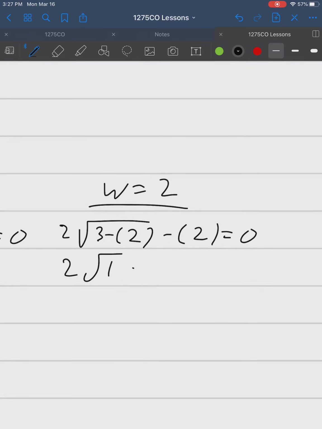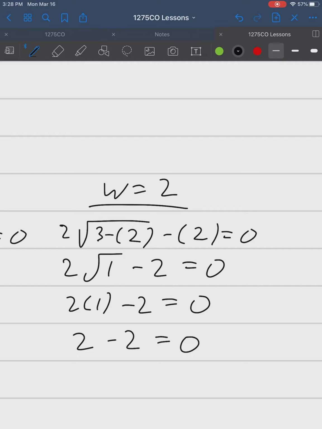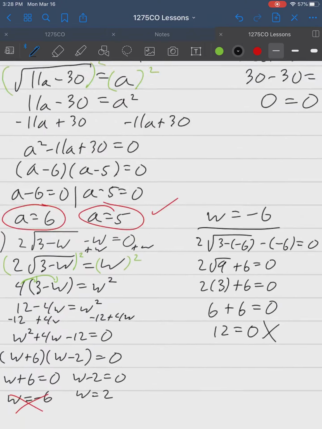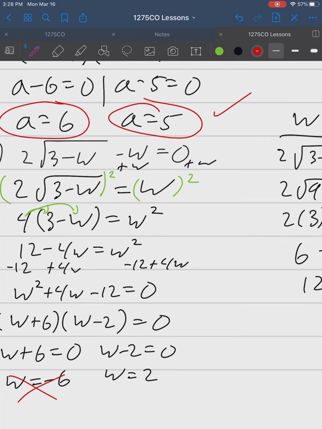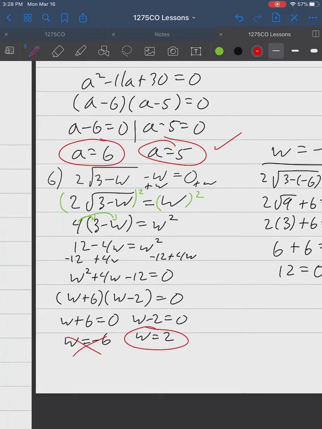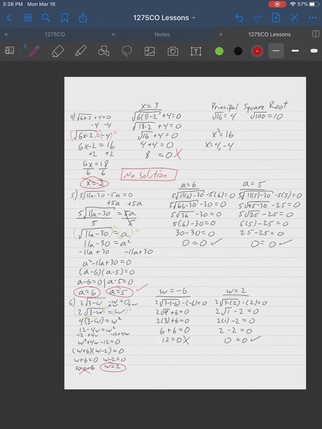So 2 radical 1 minus 2 is equal to 0. Square root of 1 is equal to 1. 2 times 1 is equal to 2. 2 minus 2 is equal to 0. We got an answer here. That turns out to be the only answer. W is equal to 2, and that's all.